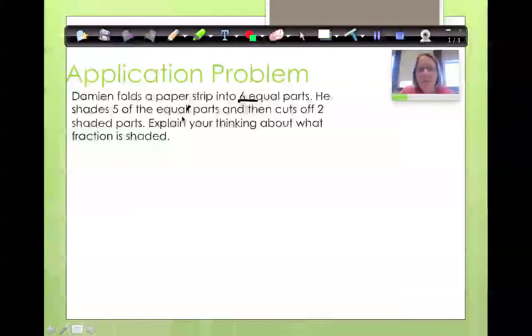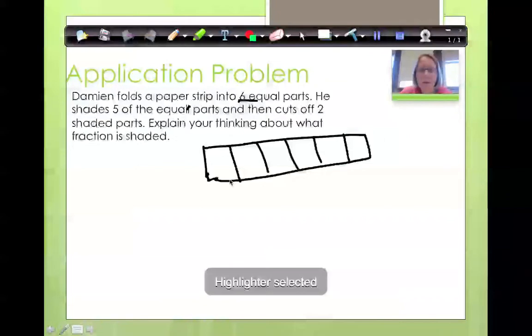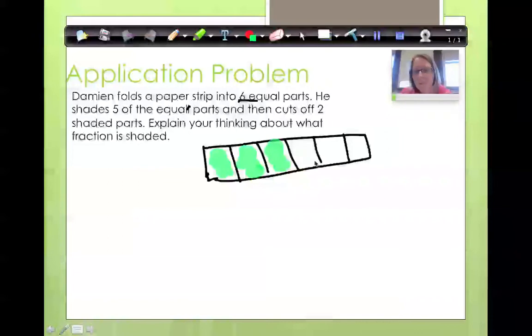Okay, so let's start with the first thing that he does. He's got a paper strip, and he folds it into 6 equal parts. So I know if you have thirds, and you cut your thirds in half, you have 6. Okay, we did that. He shades 5 of the equal parts. Okay, so 1, 2, 3, 4, and 5. Then he cuts off 2 of the parts.